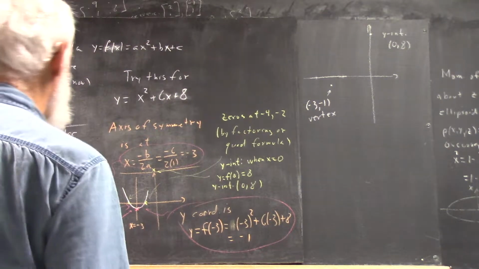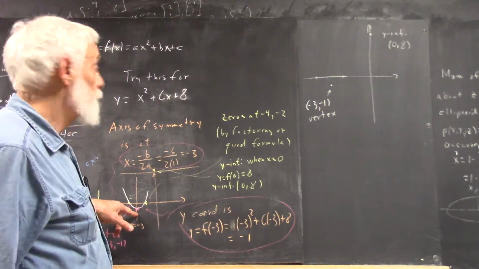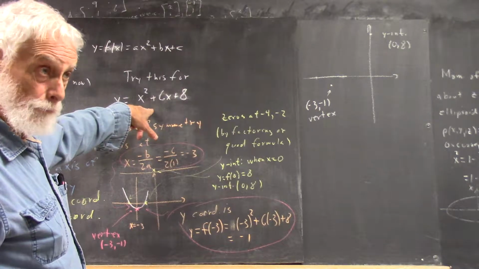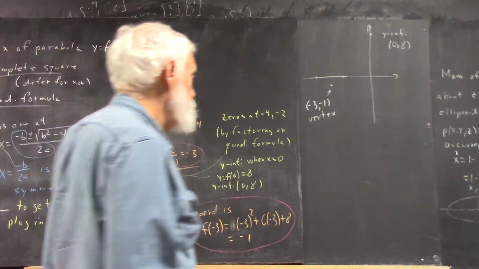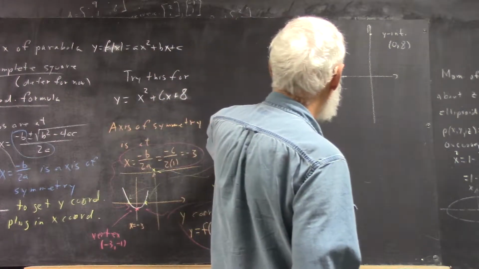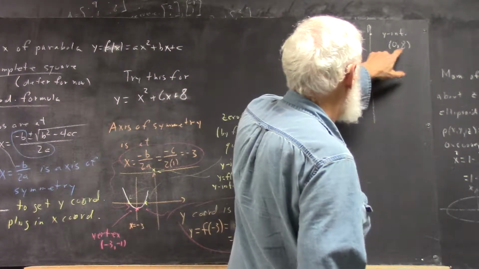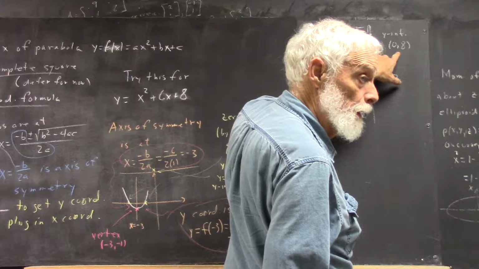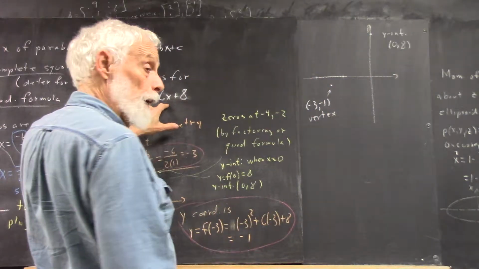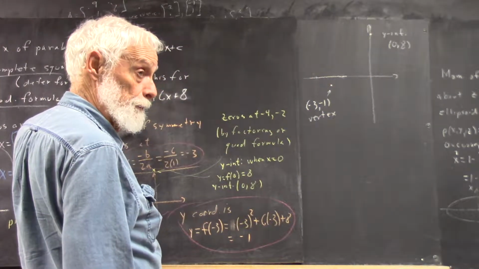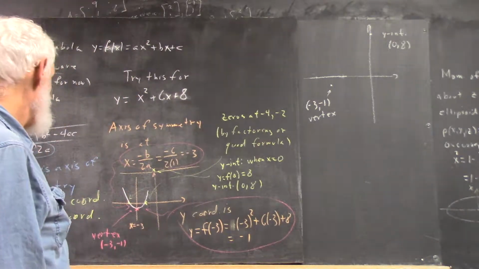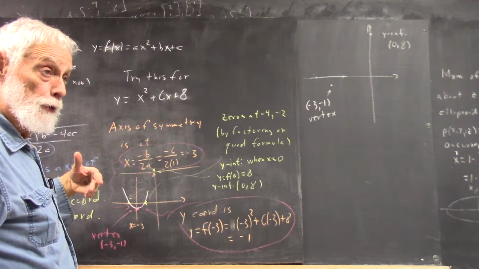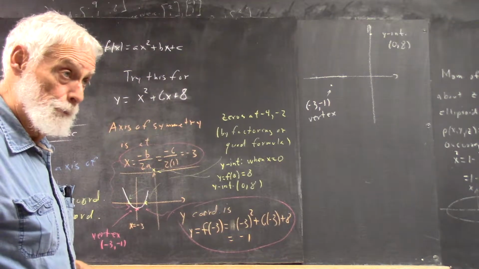Okay, earlier we found the vertex of this function, right? So we determined, while we were at it, that the y-intercept was at (0, 8). We just plug in 0 for x and we find that y is 8, right? And again, what we did was the axis of symmetry, because what we said here was that negative b over 2a turned out to be negative 3.